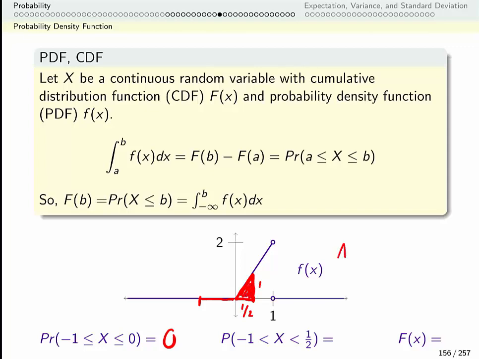So the area of that triangle is 1/2 base times height, which in this case is 1/2 times 1/2 times 1, which is 1/4. So I want to know all the area under the curve from -1 to +1/2. From -1 to 0, there's no area. From 0 to 1/2, there's 1/4. So the probability that I run this random scenario, the probability that the number I get out of it is between -1 and 1/2 is 1 in 4.